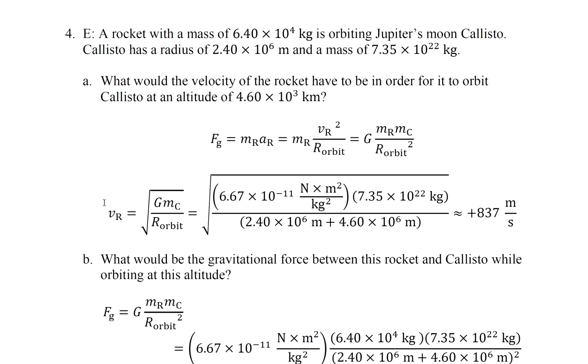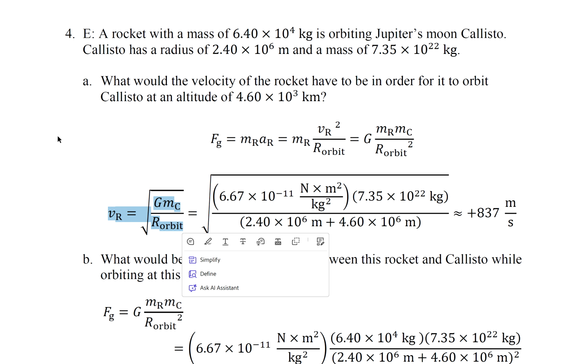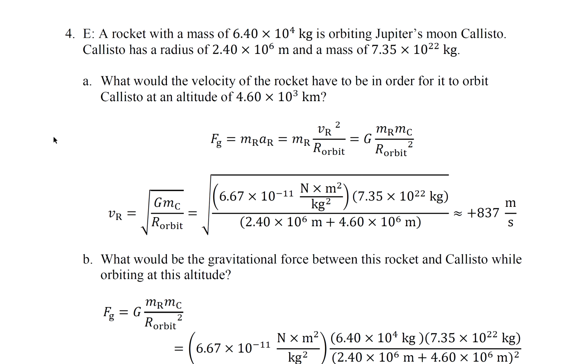So, we have this equation, which we derived earlier. And we could also derive it from here. F equals ma equals mv squared over r, solve for v. R is the distance of the rocket from the center of the planet, or the center of the moon Callisto. So that's why we have these two fractions in the denominator. The radius of Callisto and the distance above Callisto, the surface.